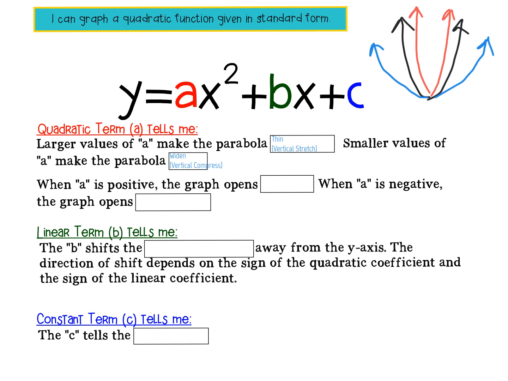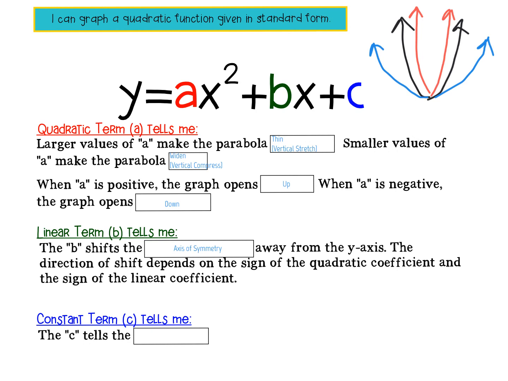Also, when a is positive, the graph is going to open up, and when a is negative, the graph opens down. So the sign in front of the a term, all it does is determine up or down. The linear term is going to tell me the shift. So the b is going to shift the axis of symmetry away from the y-axis. The direction of the shift depends on the sign of the quadratic coefficient and the sign of the linear coefficient. We're not going to do a whole lot with this, but just know that the b term is what moves the graph left or right in conjunction with what's happening in a.